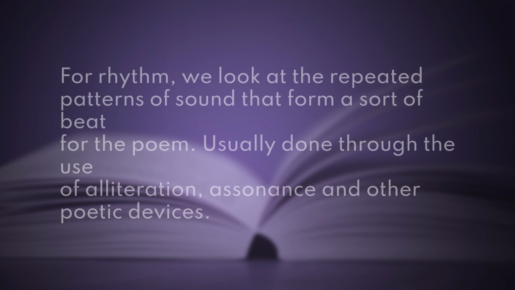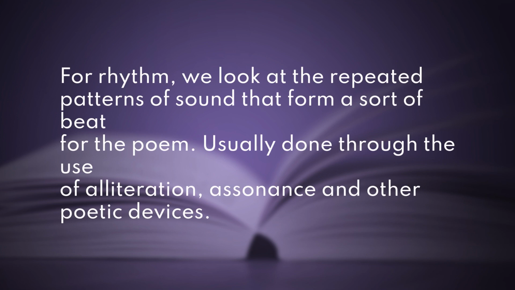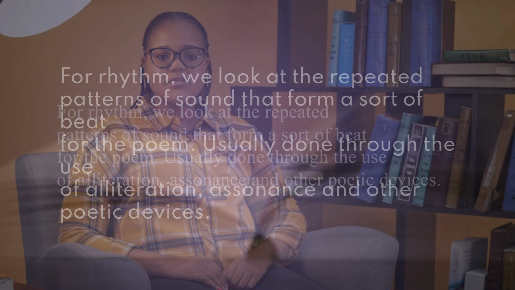For rhythm, we look at all the repeated patterns of sound that form a sort of a beat for the poem. This is usually done through the use of alliteration, assonance, and other poetic devices. The rhythm can be fast or slow, and can also evoke certain emotions like suspense, joy, or fear.